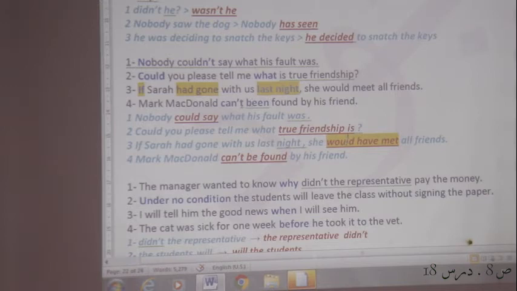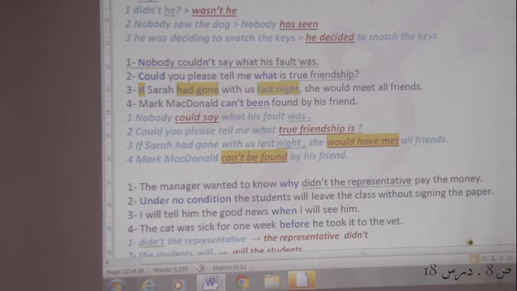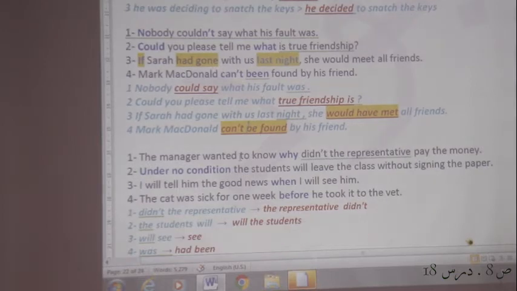Here in this case, after the modal, we need be plus the third form. So, Mark MacDonald can't be found. It is in the passive, but this passive is after the modal verb can. And in this case, we need a finite form of verb to be, which is always the base form after the modals. In this case, it will be "be", okay? Can't be plus the third form of the main verb, found. Can't be found by his friend.